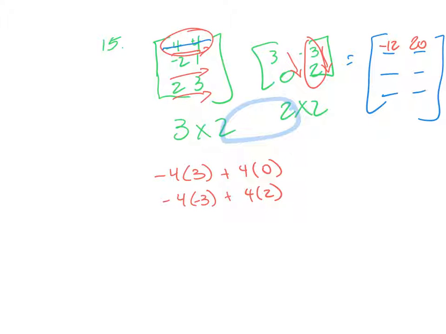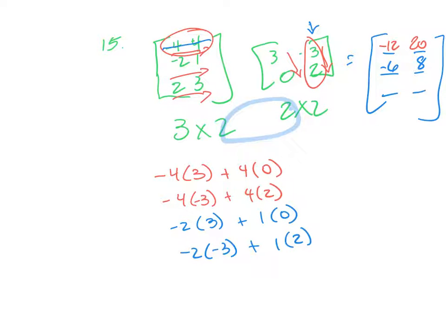We're going to go to the second row and distribute it again. So we've got negative 2 times 3 plus 1 times 0, which is negative 6. And we do it with the second column now. We have negative 2 times negative 3 plus 1 times 2, and that is 6 plus 2 is 8. Got it? We're done with that second row.